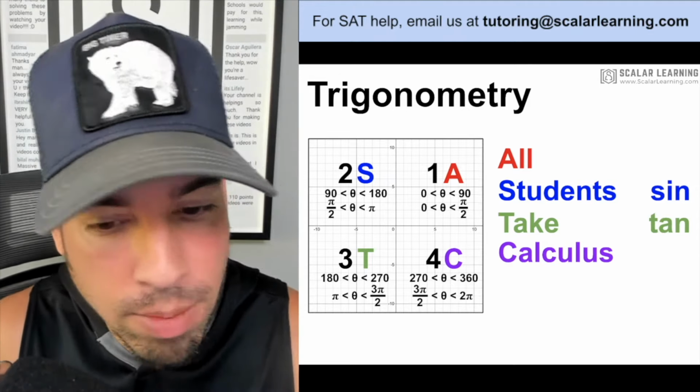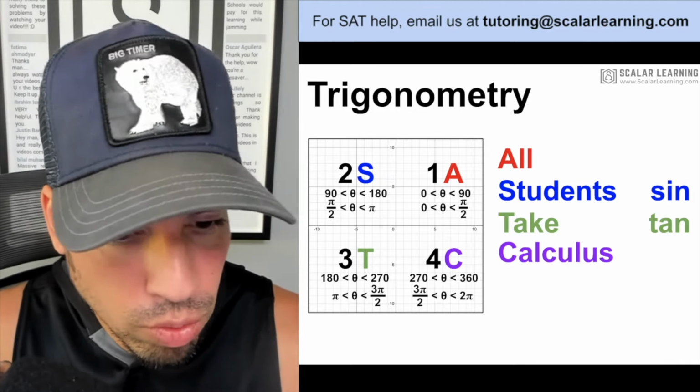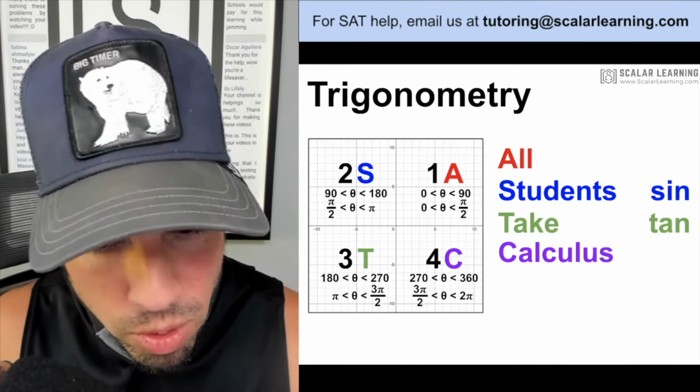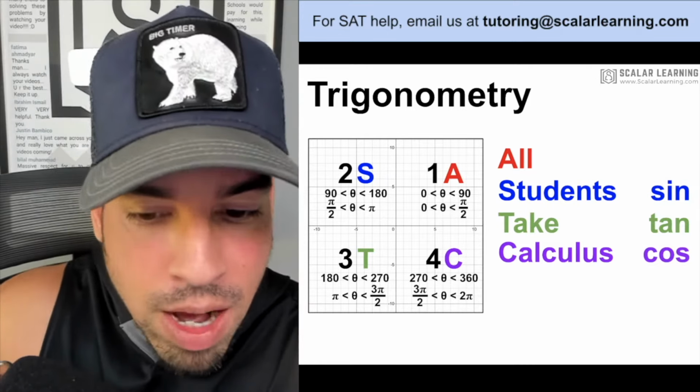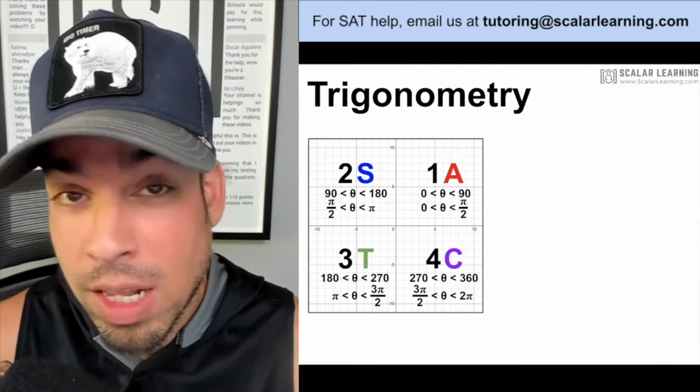Last but not least, and by the way, the other two are negative, right? Sine and cosine are negative in quadrant 3. Last but not least, quadrant 4, that's cosine. So cosine is positive in quadrant 4, but the other two will be negative. So now let's take some examples.